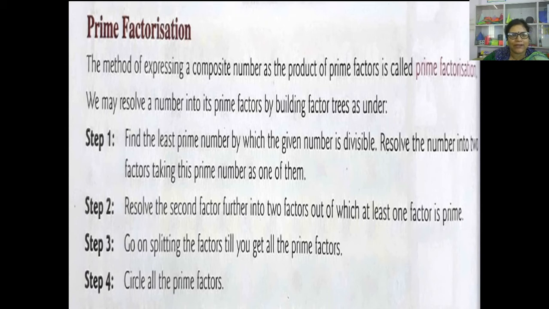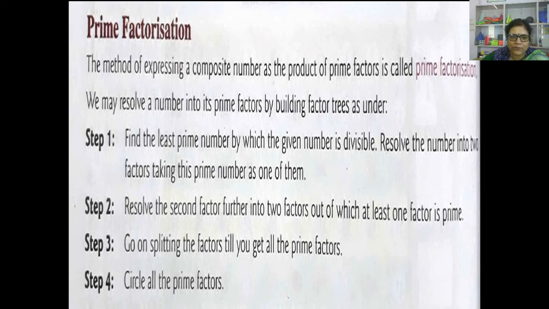So when we are finding the prime factorization of these composite numbers, the first step is to find the least prime number by which the given number is divisible, or resolve the number into factors, taking this prime number as one of them. So what we are doing, we are starting from the smallest prime number. The smallest prime number is 2. So first we are finding whether the given composite number is divisible by 2 or not.